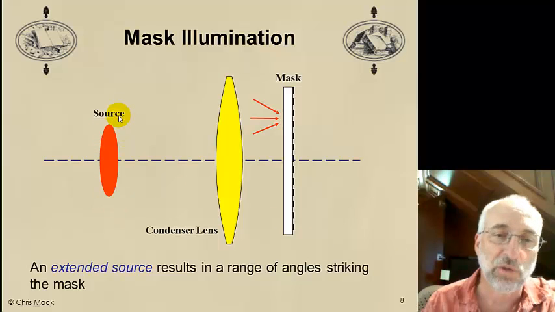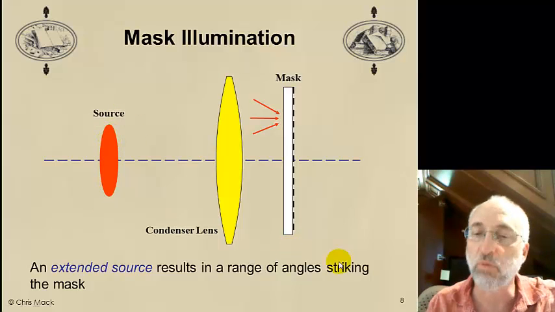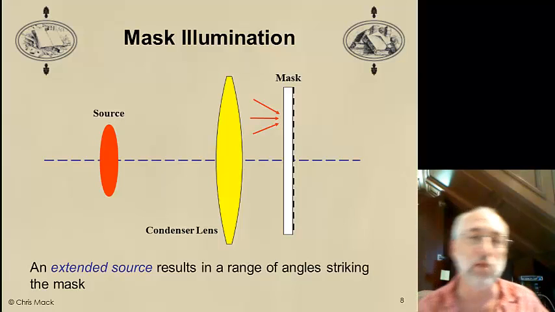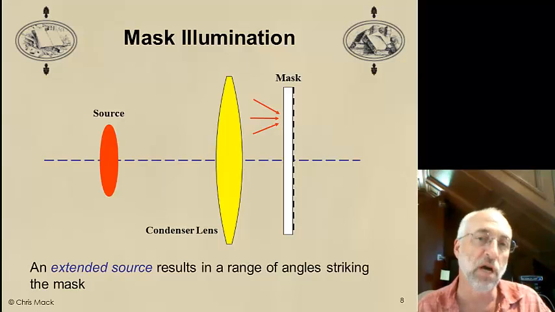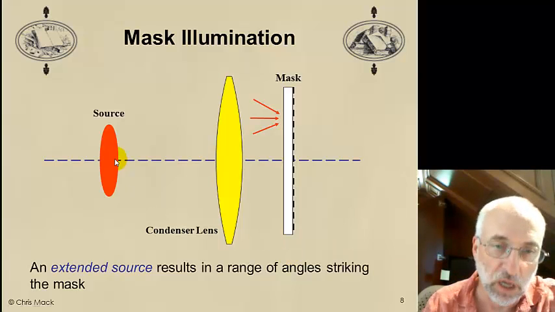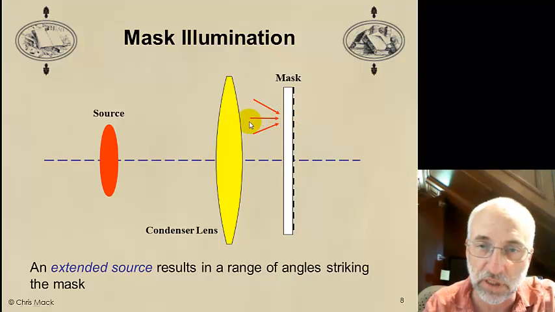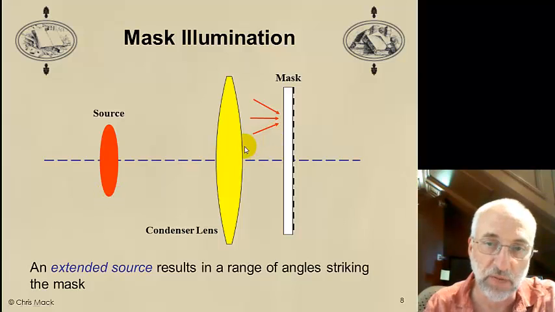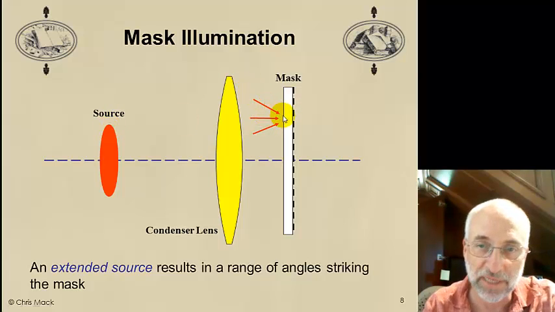An extended source of light, a big spot, can be thought of as a collection of individual points. Now, we just saw what an individual point will do. Every point in that source will produce one plane wave of illumination striking the mask. So a point right in the center of the optical axis will produce plane waves normally incident on the mask. But a point down off axis will produce a plane wave coming up and hitting the mask. A point towards the top of the source will produce a different plane wave coming down and hitting the mask.